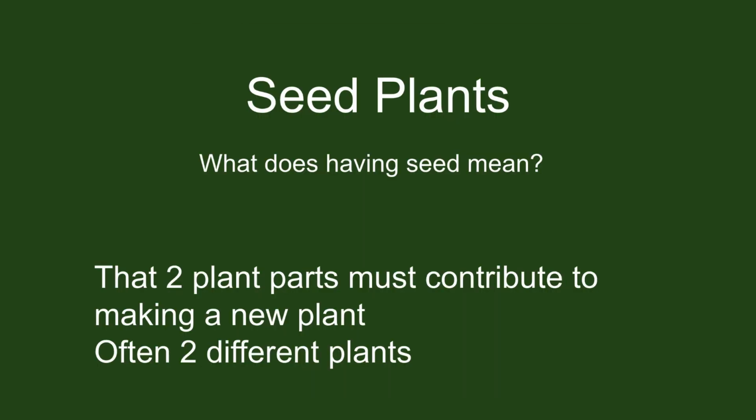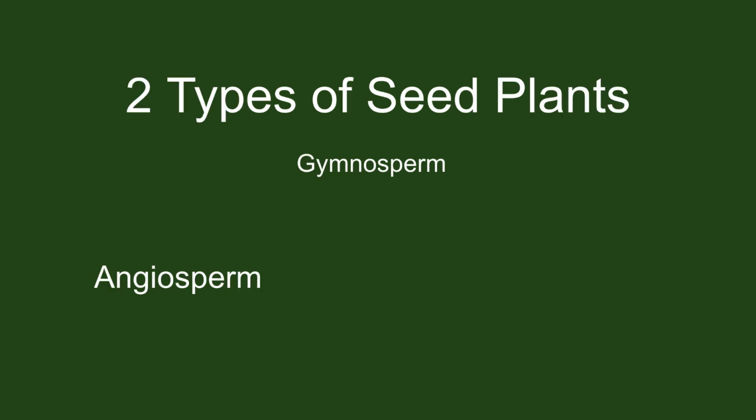Now, seed plants, having a seed means that two plant parts must contribute to making a new plant. And it's often two different plants. But when we get into plant reproduction, you'll find that sometimes it's the same plant, and sometimes it's different parts on the same plant. Very confusing, but anyway, two things contribute to make a new plant. And we basically have two types of seed plants. There are something called Gymnosperms and Angiosperms.